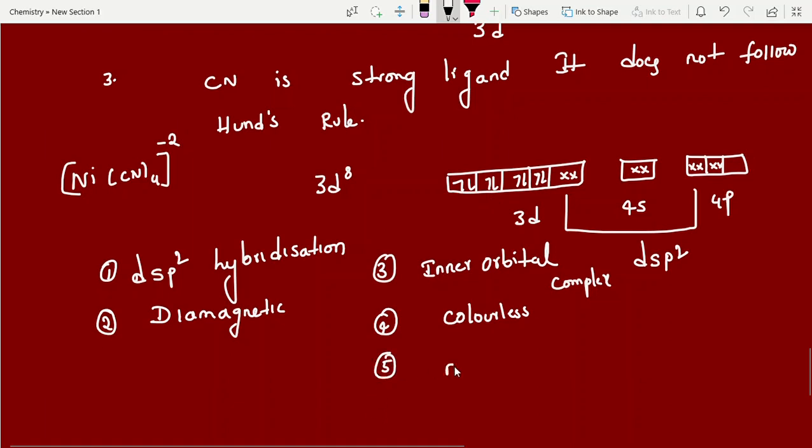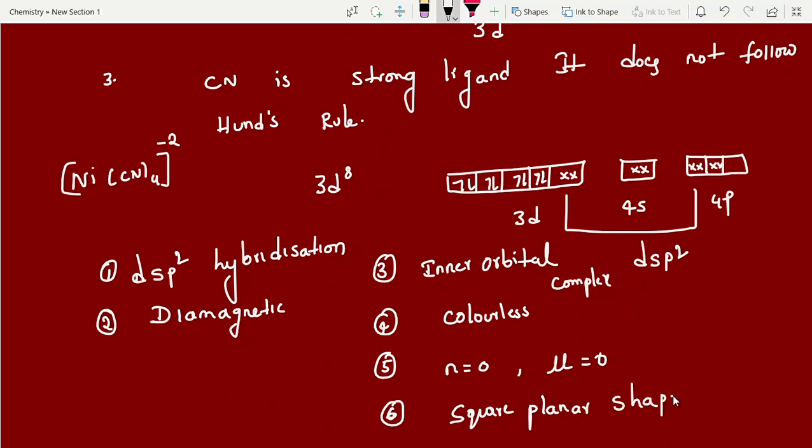N is 0, which means the magnetic moment is also 0. Right? That's it. Now what about the sixth point, students? It is square planar shape. Is it outer orbital or inner orbital? Inner orbital, we have written.